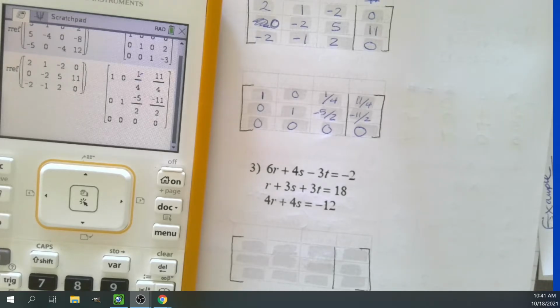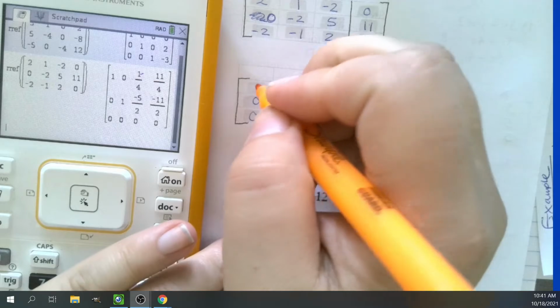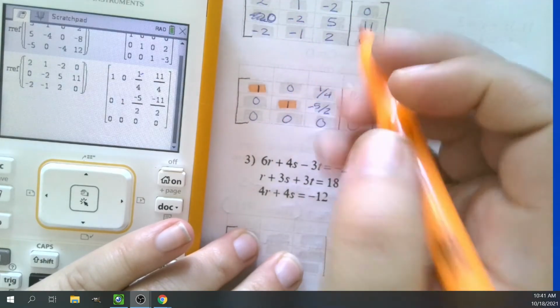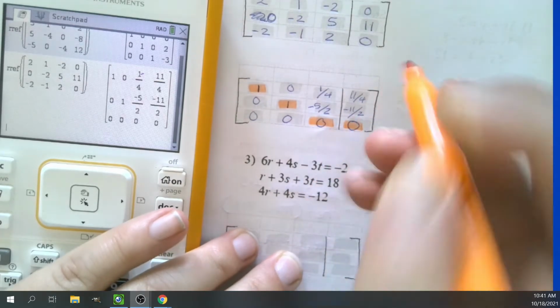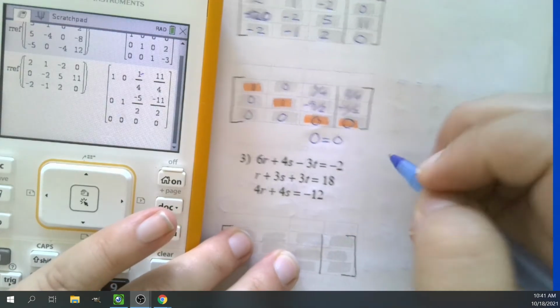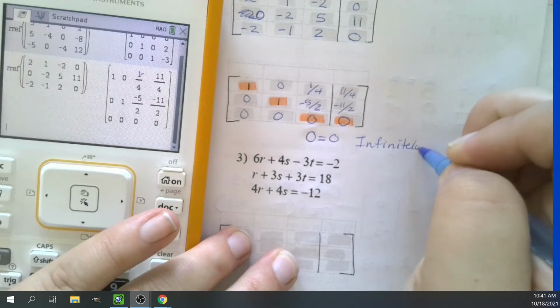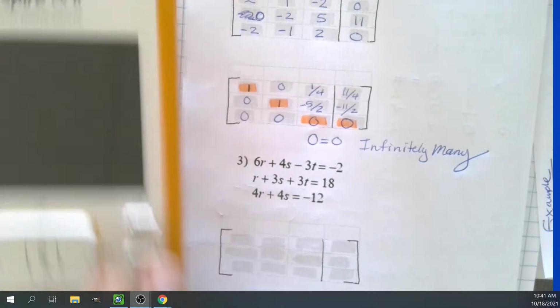Okay, what I want you to see is, can you see we have a 1 for x, we have a 1 for, sorry, a, b, but do you see how we have a 0 here? This basically means 0 equals 0. What does 0 equals 0 mean? Infinitely many.